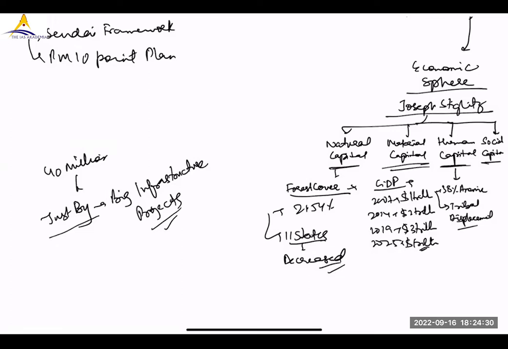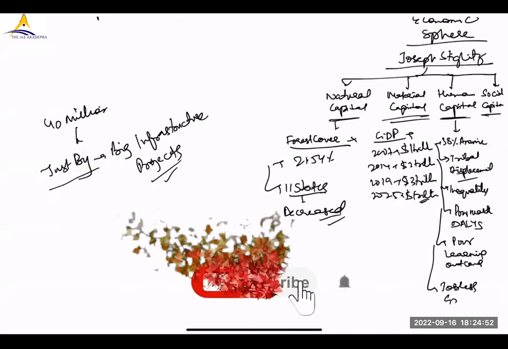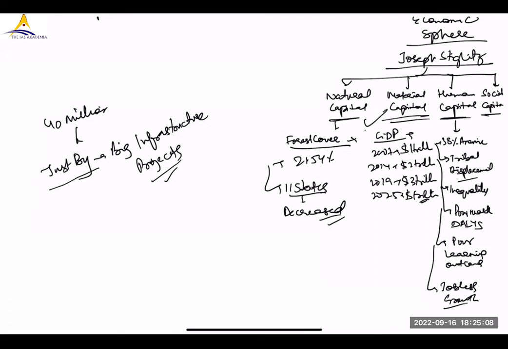So in human capital, you can talk about inequality. You can talk about poor health, the disability adjusted life years of Indians. You can talk about poor learning outcomes. You can talk about jobless growth. Then social capital, lack of harmony. There is increased fragmentation. There is the problem of communalism, etc. That is because we have chosen a model that is just focusing on increasing material wealth. There are sections which are being deprived.